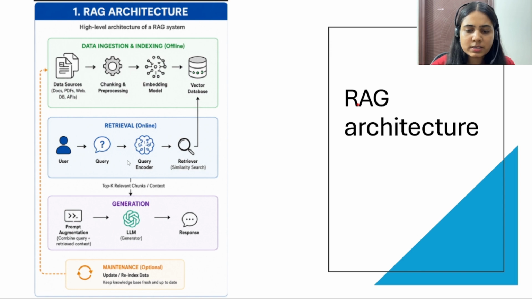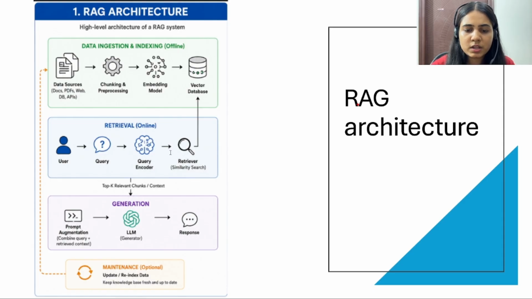We call this the online layer. What will happen is the user will ask some query, and that user query will go here. After the user asks a query, that query will be converted into an embedding again. This will use the same embedding model that we used in the data ingestion and indexing layer. The same embedding model is used here, and the query is encoded.